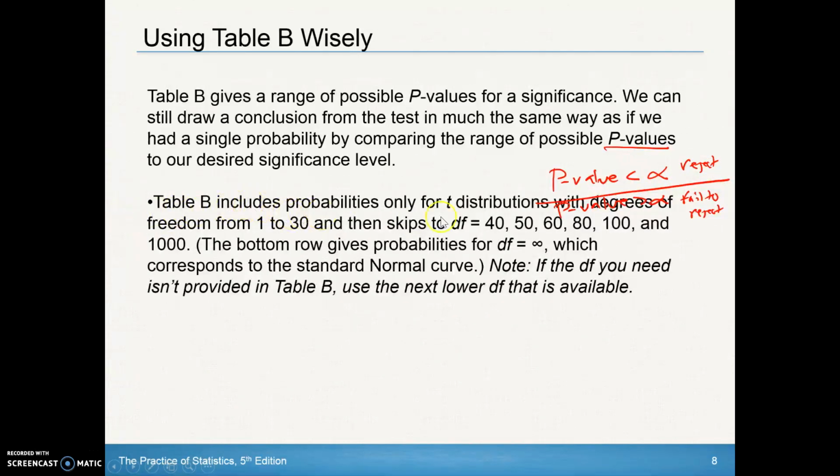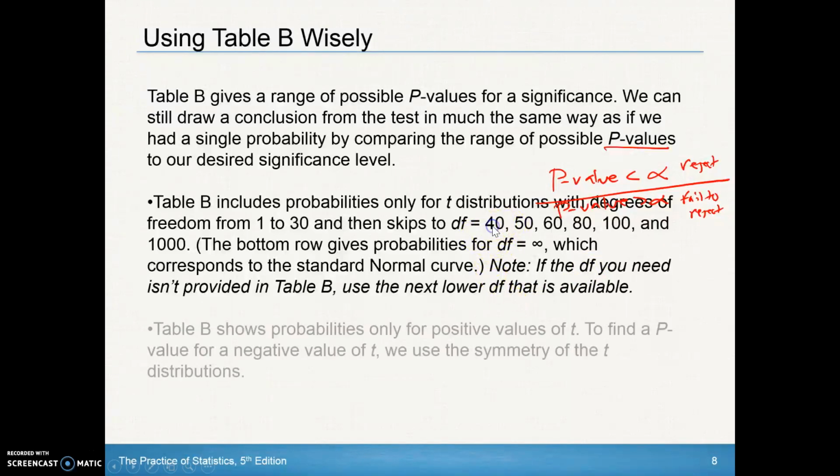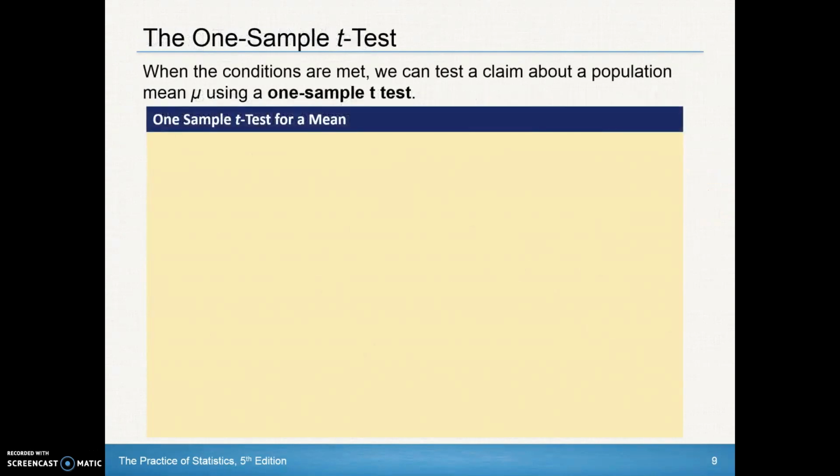So table B includes probabilities only for t distributions with degrees of freedom from 1 to 30, and then it skips, goes to 40, 50, 60, 80, 100, and 1,000. We've got to remember how to handle that: if it's not provided, round down and use the next lower degree of freedom that is available. So if I had degrees of freedom of 44, I would use 40. Again, table B only shows probabilities for positive values of t, but the t distribution is symmetric, so you would just make the negative value a positive value.